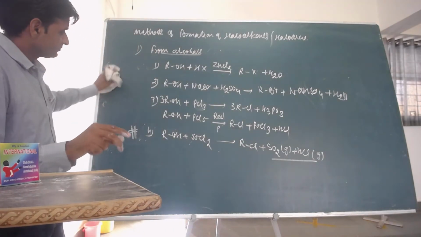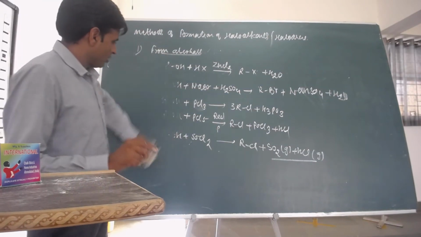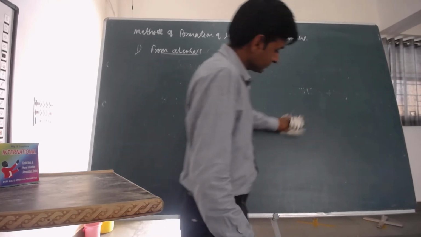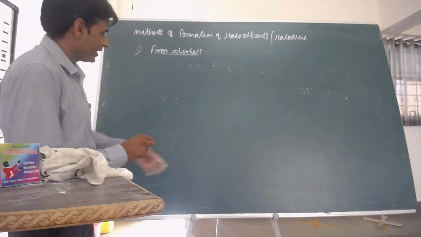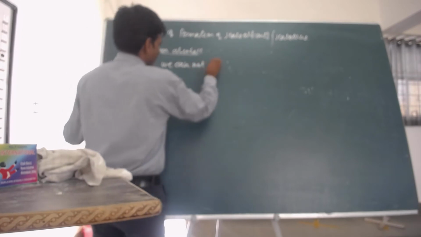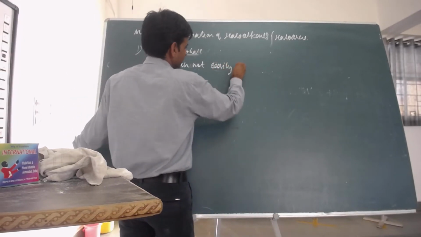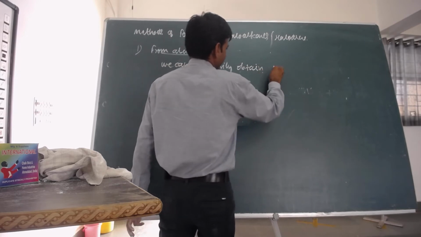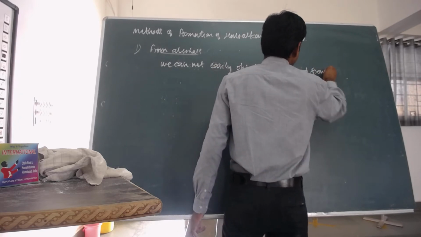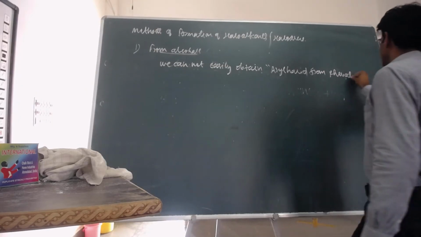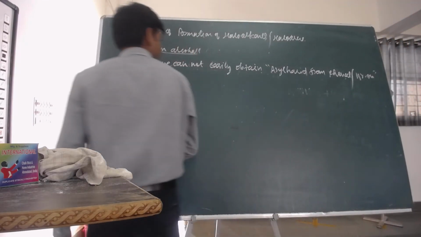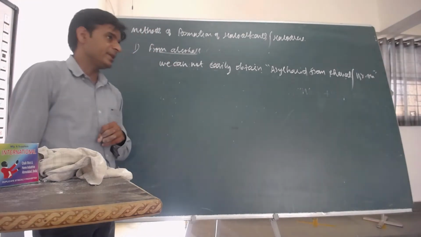Okay? Now, generally, one note that we are studying: we cannot easily obtain aryl halide from phenol or aromatic alcohol. Why? We cannot easily obtain aryl halide from phenol and aromatic alcohol.